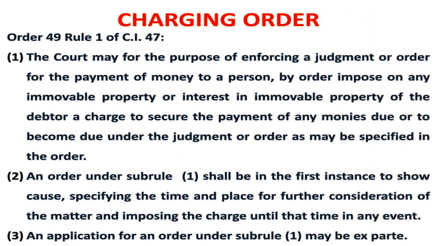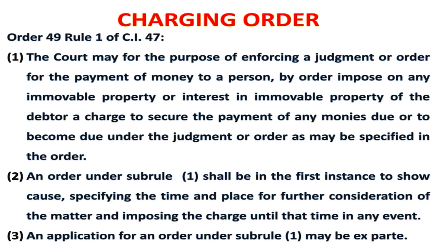So if you look at Order 49 Rule 1 of the High Court Civil Procedure Rules 2004, CI 47, it clearly provides for what a charging order is and how we can even apply for it. Remember, we are having a discussion on how you can enforce judgments to realize the proceeds of your judgment debts. Order 49 Rule 1 says, and I quote, "The court may, for the purpose of enforcing a judgment or order for the payment of money to a person, by order, impose on any immovable property or interest in immovable property of the debtor a charge to secure the payment of any monies due or to become due under the judgment or order as may be specified in the order."